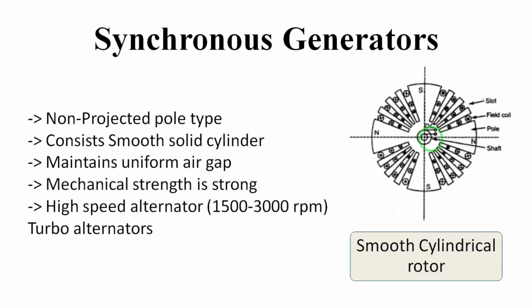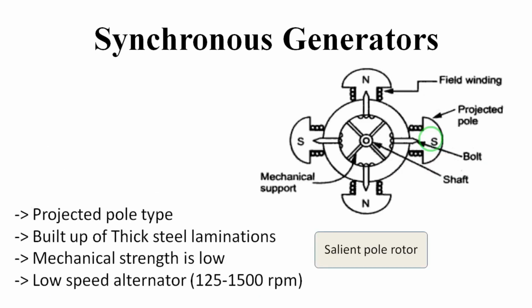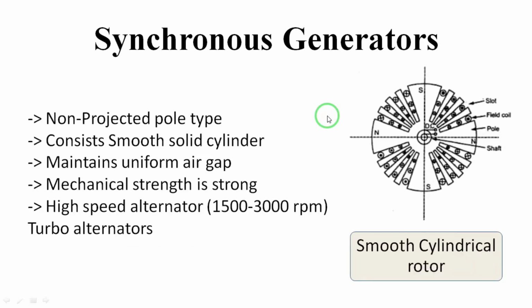Next, coming to the smooth cylindrical rotor. Between the two rotors the construction is the same, but in the gap between the north pole and south pole, we need to construct extra supporting poles. These poles help to decrease the air gap between the poles. In the salient pole rotor there is no uniform air gap. Here there is a uniform air gap, so this looks like a smooth cylinder. Another name for this cylindrical rotor is non-projected pole type or non-salient pole type rotor.